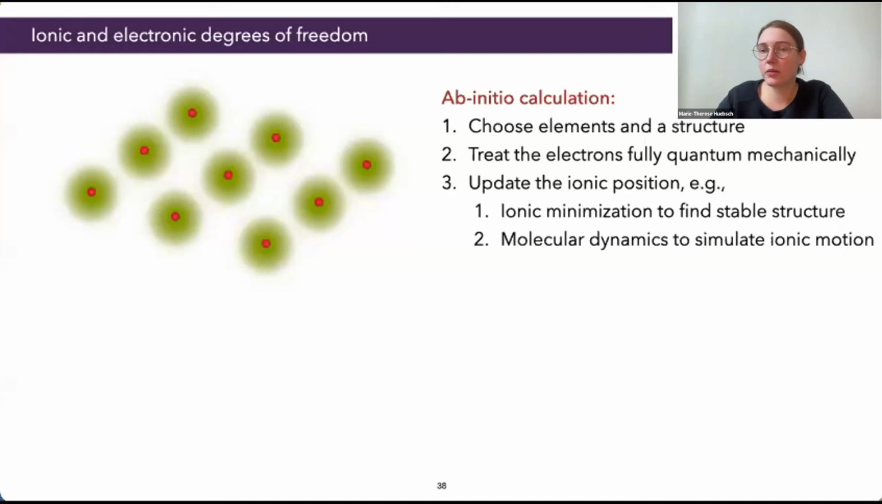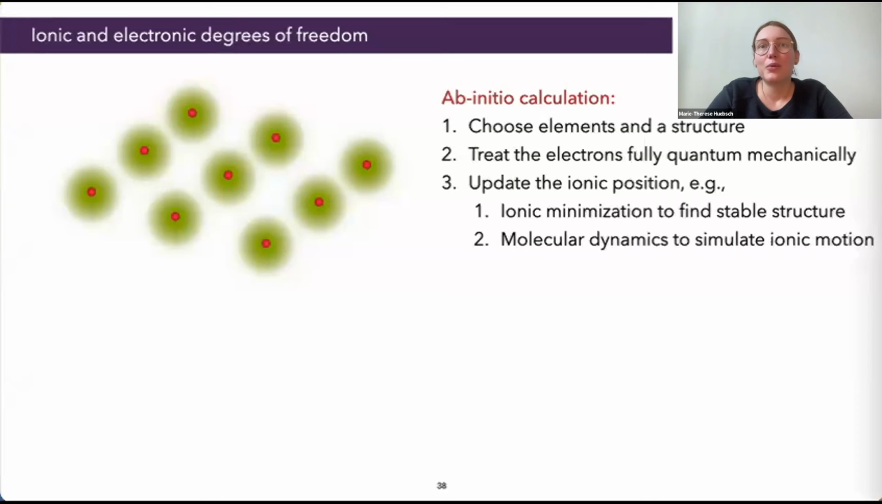We said that we separated the ionic and electronic degrees of freedom and defined the three steps of an ab initio calculation. Then we talked extensively about step two, treating electrons fully quantum mechanically. In fact, one of the compelling reasons to use VASP in the first place is its ability to treat the electronic degrees of freedom very well. But this is the moving ions workshop, so I guess you're all rather interested in step three.